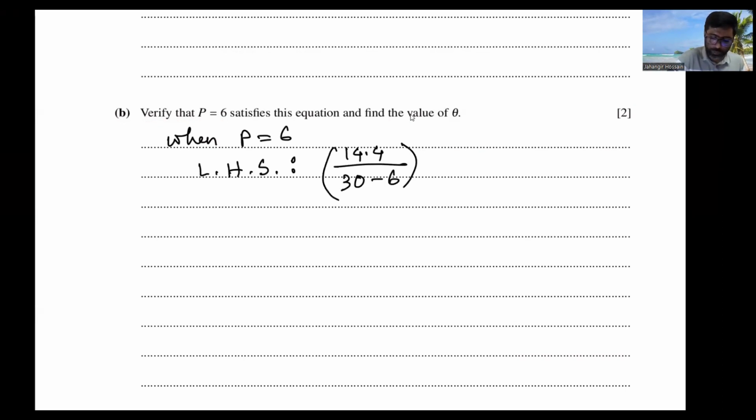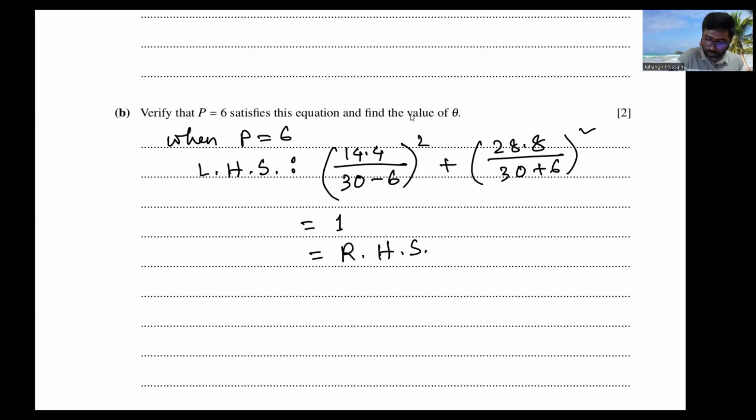Remember the expression. When p equals 6, what is the value of the left-hand side of this expression? The expression was 14.4 divided by 30 minus 6, whole square, plus 28.8 divided by 30 plus 6, whole square. And this becomes equal to 1, which was the right hand side. So that's verified. So p equal to 6 satisfies this equation.